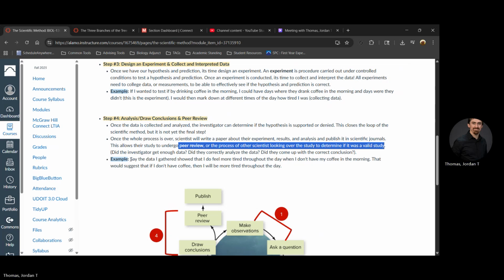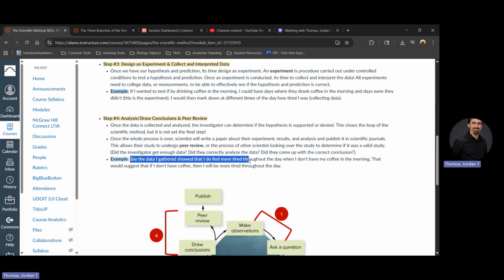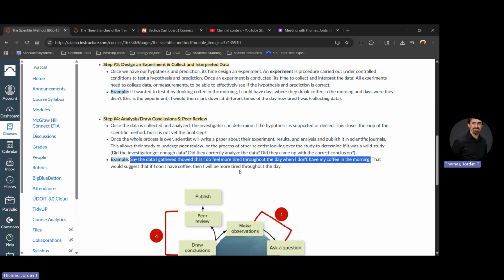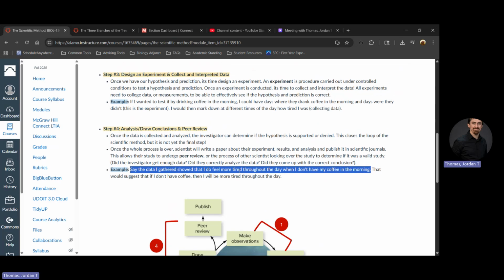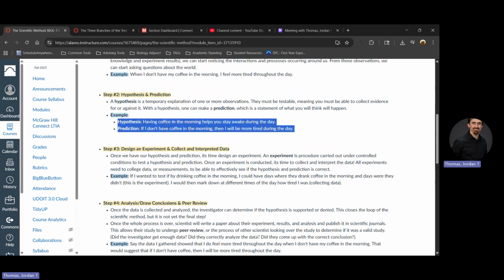So an example, going back to our coffee example, say the data I gather shows that I do feel more tired throughout the day when I don't have coffee in the morning. That would suggest that if I don't have coffee in the morning, then I will be more tired. So that would support my hypothesis and prediction that having coffee in the morning helps me stay awake. And if I don't have coffee in the morning, I would feel more tired. So that's the analysis and conclusion part.